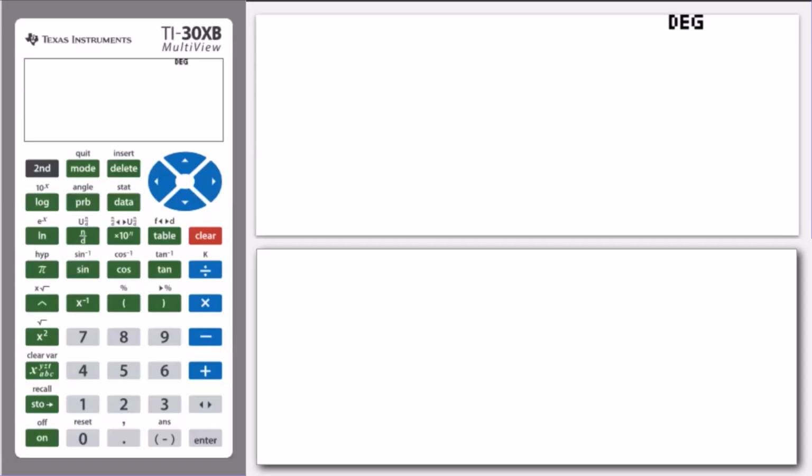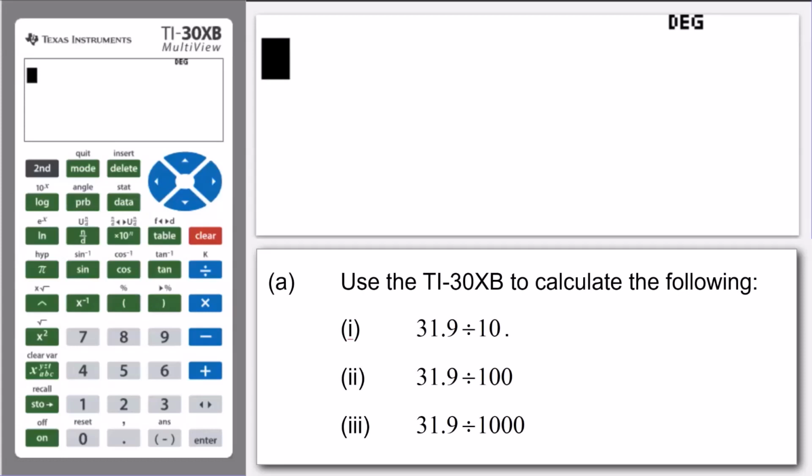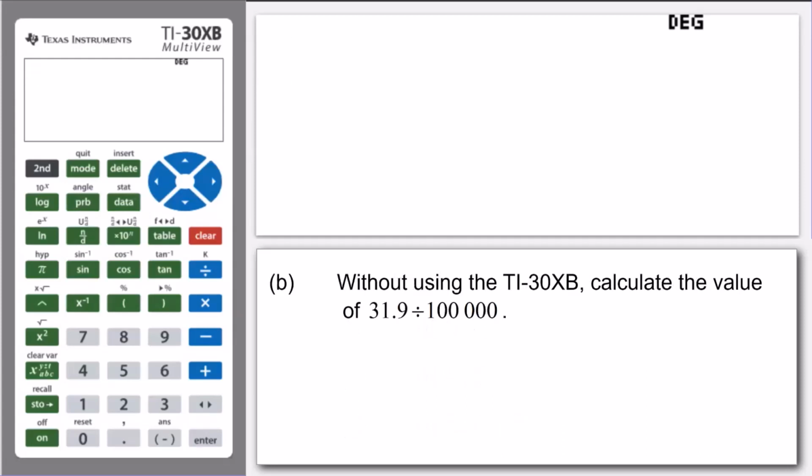Our first example shows us how to use a calculator to determine the effect of dividing decimals by powers of 10. As you can see, we're asked to use the TI-30XB to calculate the following quotients. 31.9 divided by 10, then that number divided by 100, then that number divided by 1,000. In part B, we are then asked to, without using the calculator, calculate the value of 31.9 divided by 100,000.